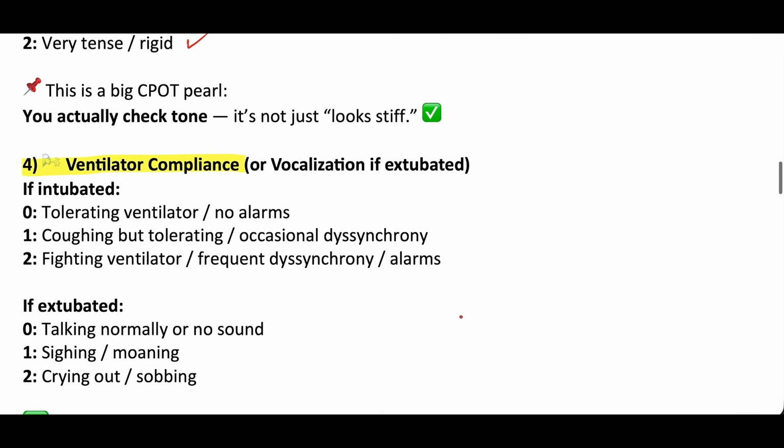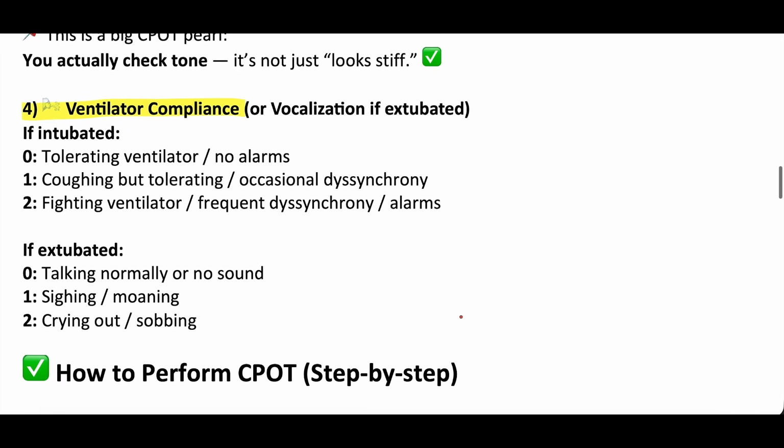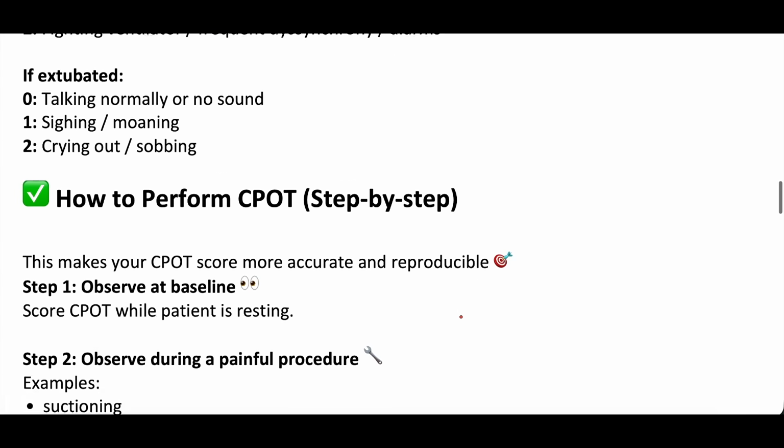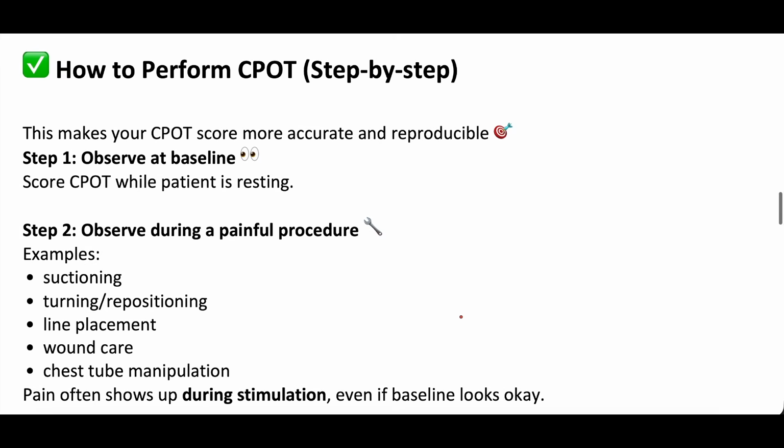If extubated, I guess we'll go through this, although we don't classically use the CPOT score in these patients, but you can. 0 would be talking normally, 1 would be sighing, moaning, and 2 would be crying out and sobbing. Okay, so if we go through a step-by-step way that you can perform this through these 4 domains, right? Face, movement, muscle, and vent.